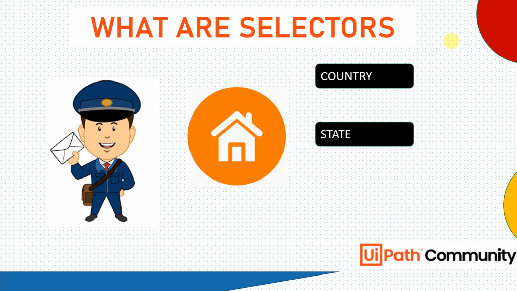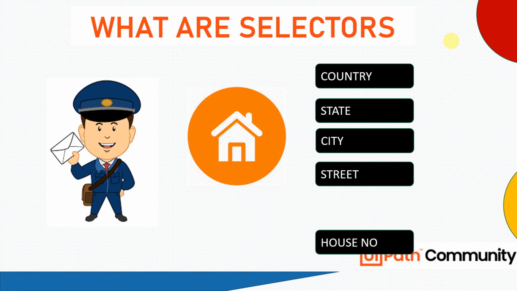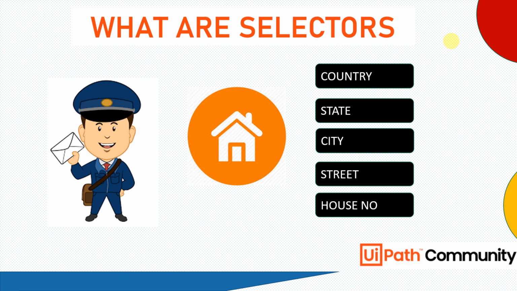So the address has country, state, city, street, and then the house number. So the postman navigates from the country India to the state Maharashtra to city Navi Mumbai, then to the street, and then to the house number. That's how the postman is able to deliver the correct packet to the correct address.